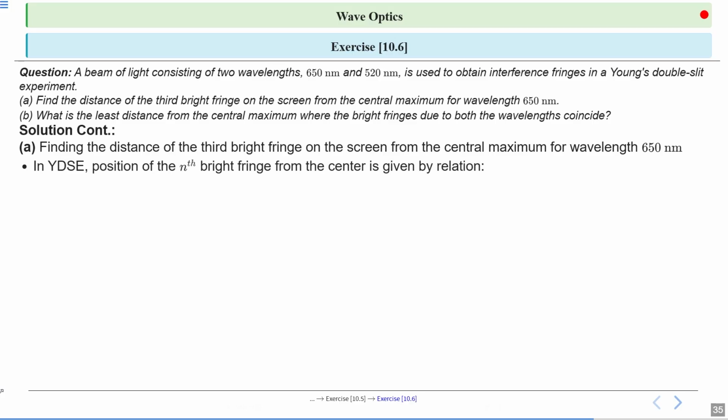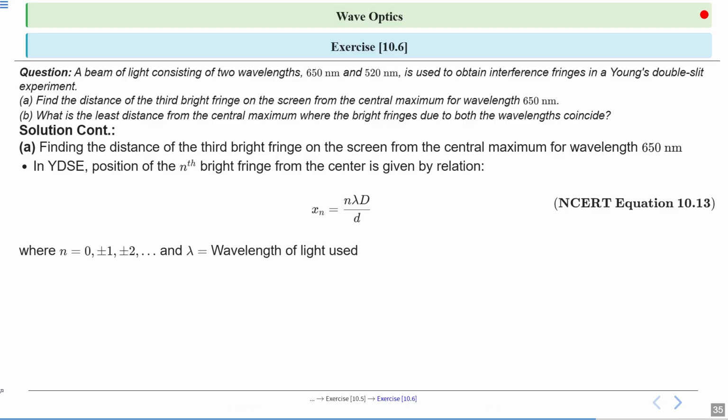So in the double slit experiment, the position of the nth bright fringe from the center is given by the formula xn equal to n lambda capital D upon small d, according to NCERT equation 10.13. Here n equals 0, plus minus 1, plus minus 2 and so on, and lambda is the wavelength of light used. So for the third bright fringe, n equals 3 and lambda here is lambda 1, that is 650 nanometer.